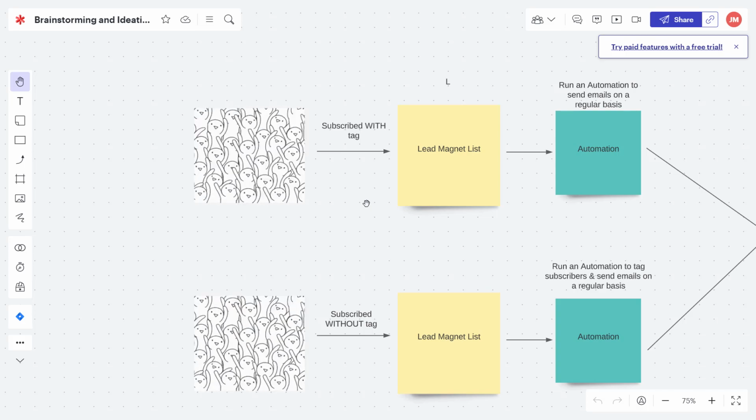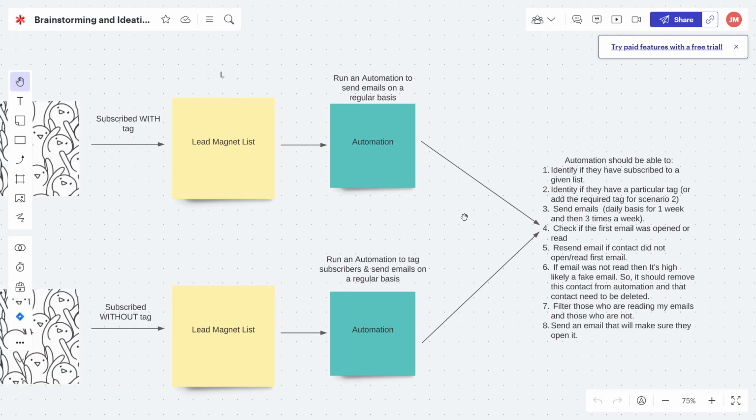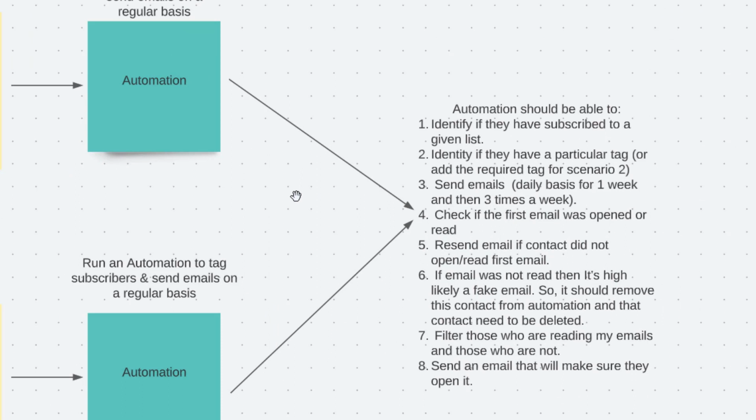Now, what exactly do you want your automation to do? Normally, the best way to have a great automation is when it does these things. It identifies if contacts have subscribed to a given list. It identifies if they have a particular tag, or whether it should add a new tag to them, or send them an email directly, and it sends them a series of emails. And it checks if the first email was actually opened or not, and it resends the first email if the contact did not open or read it.